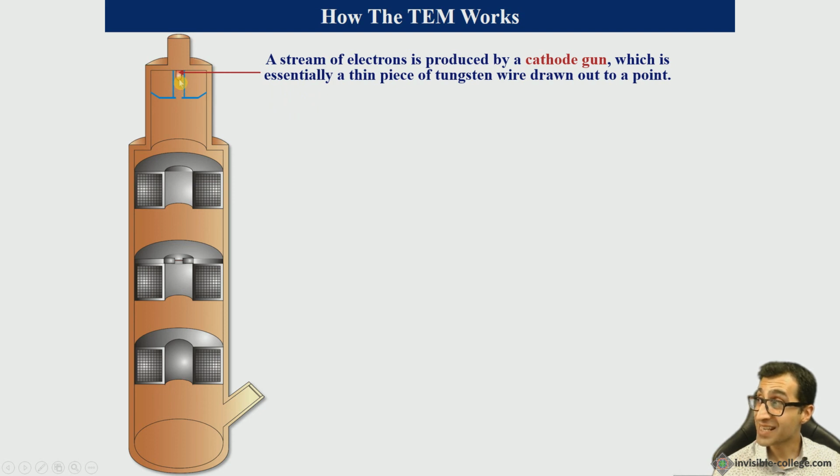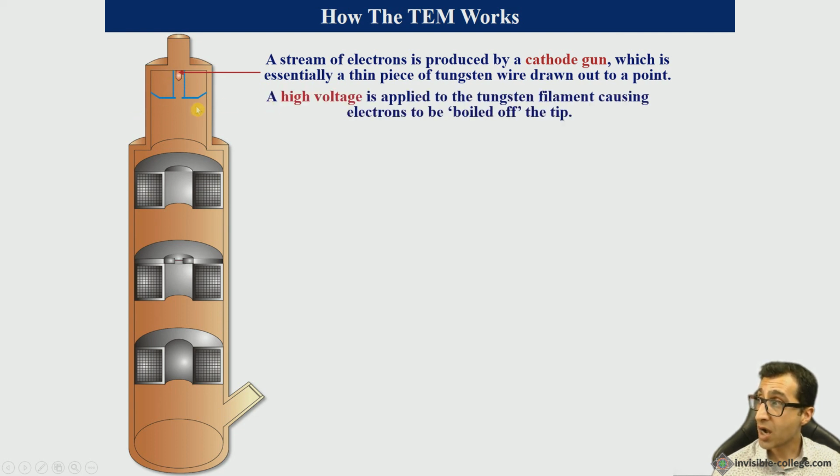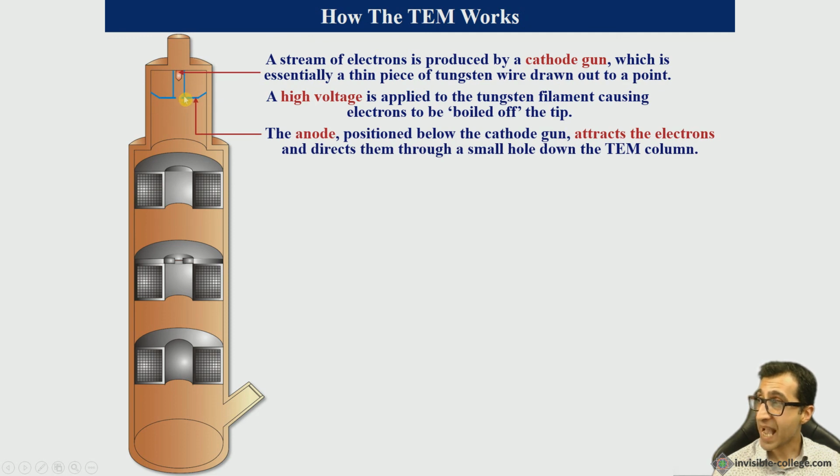Those electrons are then accelerated towards a positive electrode. So the cathode is negatively charged, but here we have a high voltage positive electrode, which is the anode, and the electrons are attracted towards the anode, and then the anode focuses them and produces a stream of electrons through this gap, which then passes into this chamber.